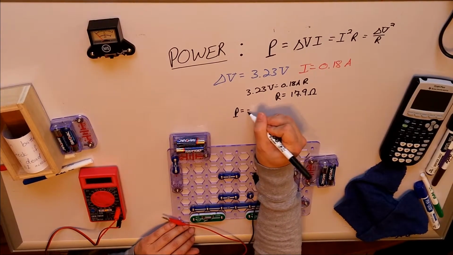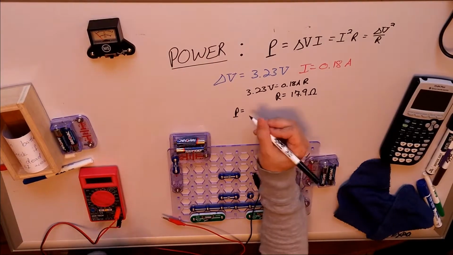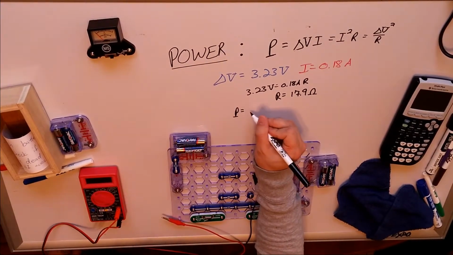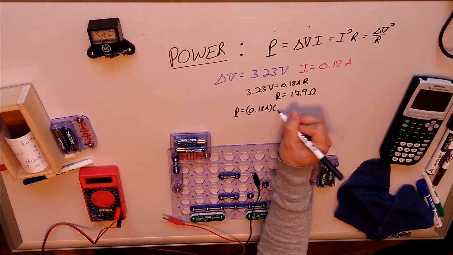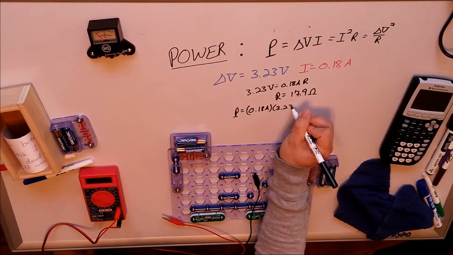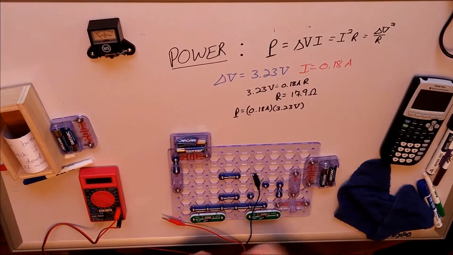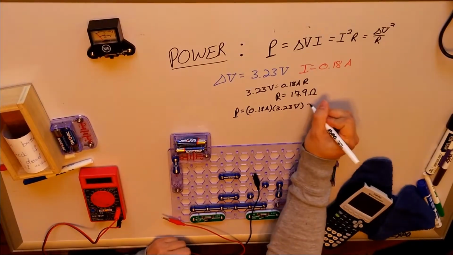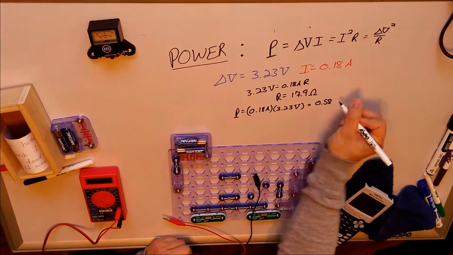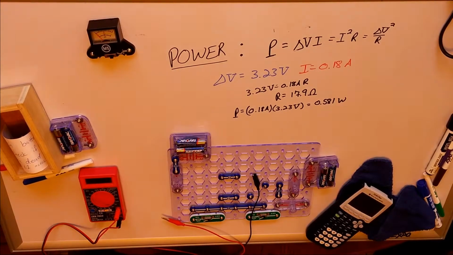Okay, so our power, we said, was equal to our current through the light bulb, which is going to be 0.18 amp, times our potential difference, which should be pretty much the 3.23 volts that we see for the entire circuit. I multiply those out, 3.23 times 0.18, and I end up with 0.581 watts. Okay, that's about half a watt.